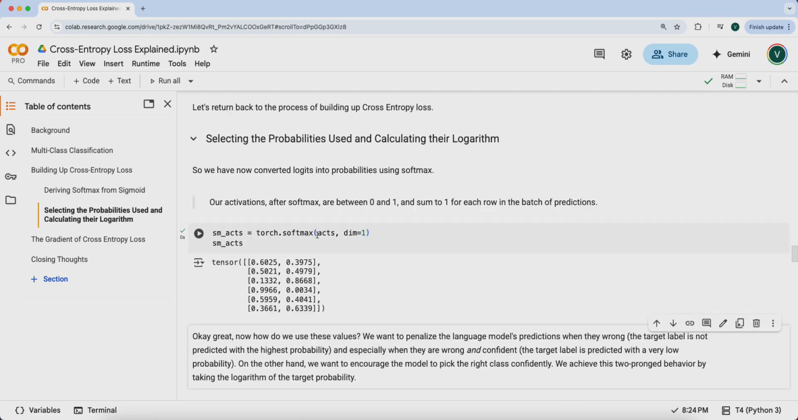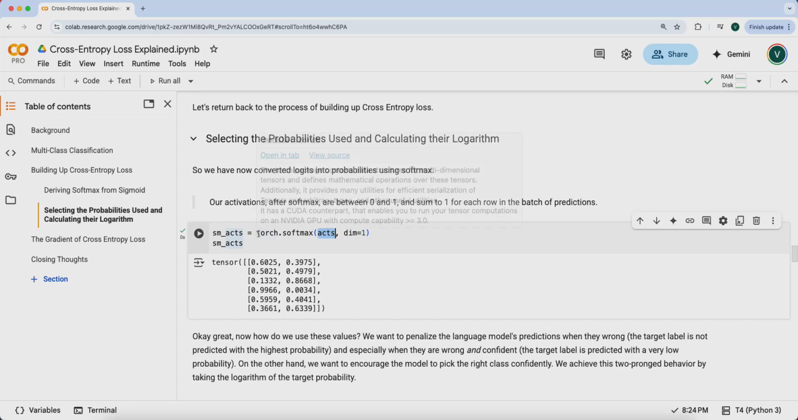So I have my raw activations. I pass them through softmax. I'm taking the softmax across the columns. So this is e to the x1 divided by e to the x1 plus e to the x2. If we add these across, we get 1.0. So we have our desired distribution and probability values.